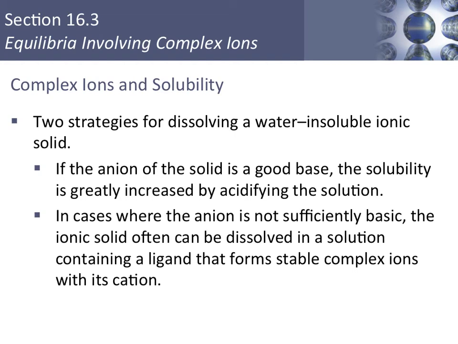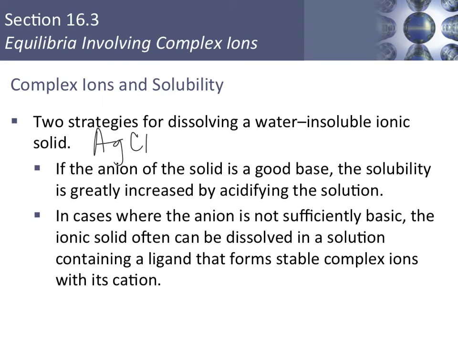Now let's talk about complex ions and solubility. If we have a water-insoluble ionic solid, say something like silver chloride, generally there are 2 strategies for trying to dissolve it. If your anion is a good base, now, chloride is not a good base, but if it was, then we could increase the solubility by making the solution acidic. However, in this case, the anion is not a good base, so the chloride ion is not going to combine with hydrogen ion to make hydrochloric acid.